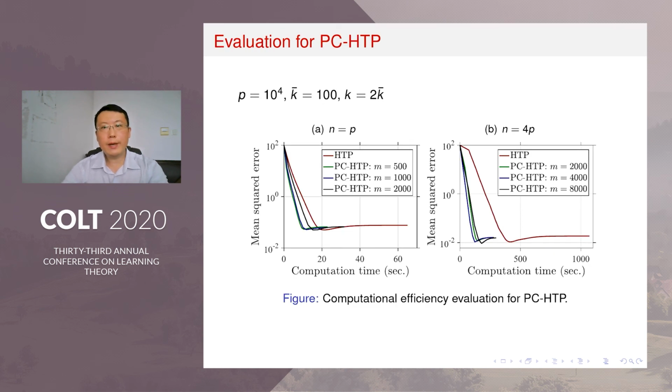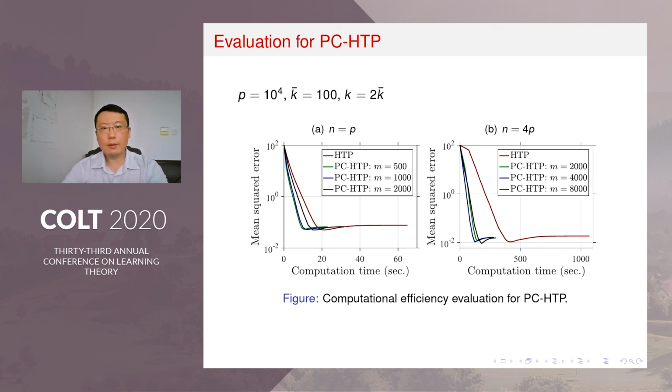We now turn to evaluate the computational efficiency of the proposed preconditioning HTP method for estimating the sparse least squares regression model. We test with P equals 10,000 and k bar equals 100. We evaluate the MSE performance of preconditioning HTP under varying subset sample size M and take the plain HTP as a baseline for comparison. The results for n equals P and n equals 4P are shown in this figure.